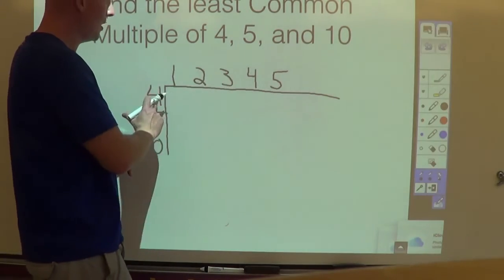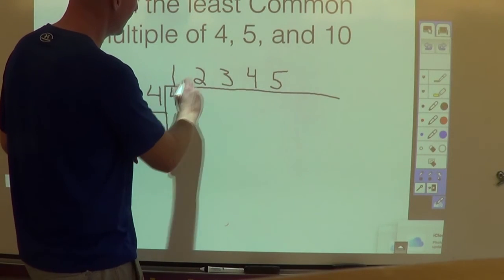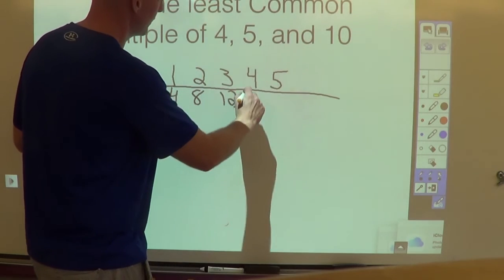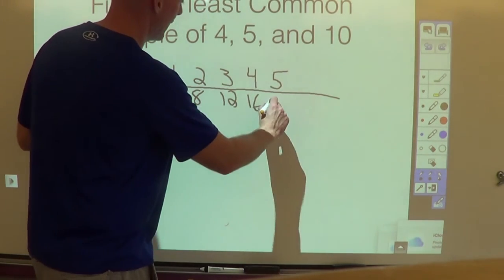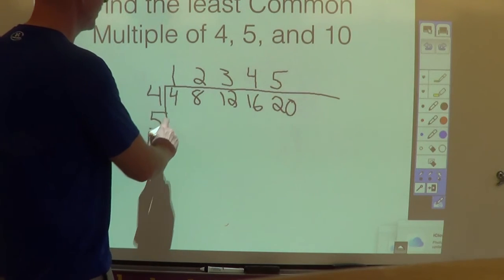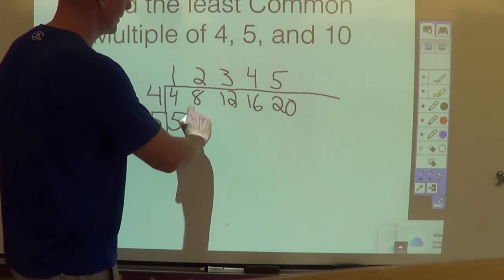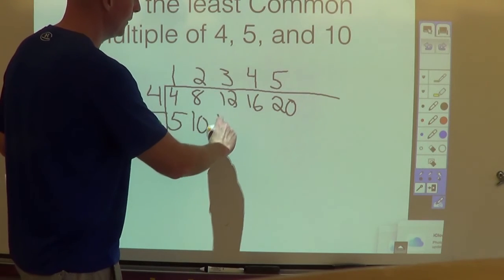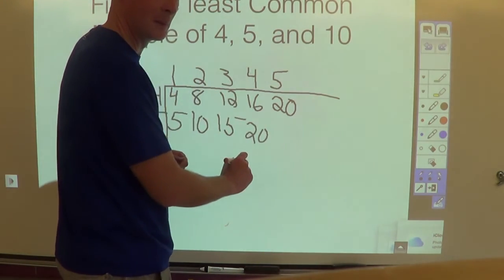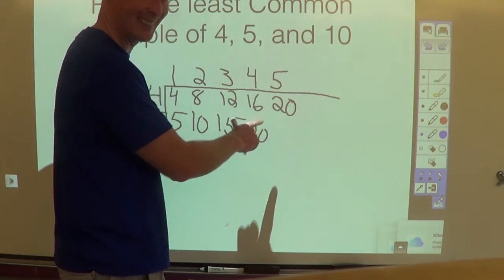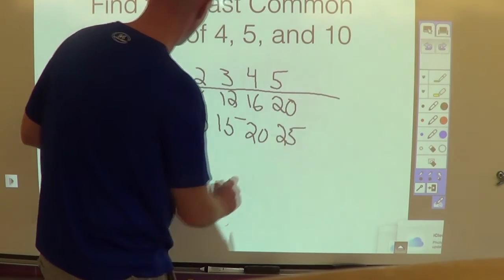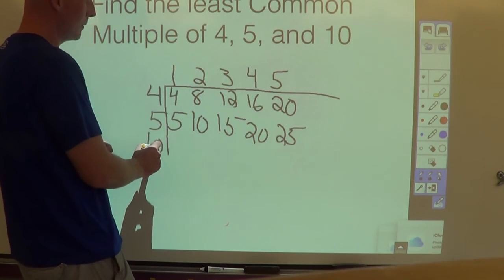So let's multiply across. 4 times 1 is 4. 4 times 2 is 8. 4 times 3 is 12. 4 times 4 is 16. And 4 times 5 is 20. Let's go to the 5s. 5 times 1 is 5. 5 times 2 is 10. 5 times 3 is 15. 5 times 4 is 20. 5 times 5 is 25. Cool.